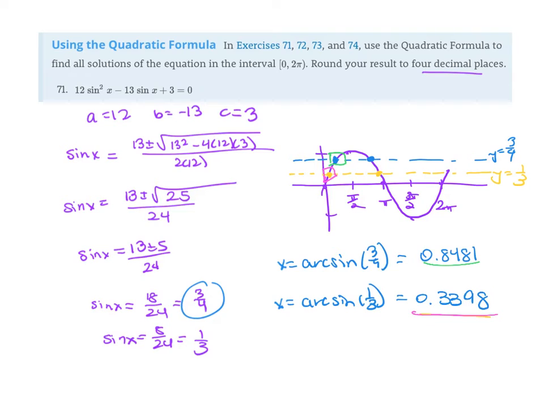So what we want to do is find this other point here. One way to think about that is, remember that a sine graph is symmetrical between 0 and pi. This first point is at x equals 0.8481. So in order to find this other point, this is our pi, we subtract the 0.8481 from pi. So this is pi minus 0.8481, and that'll give me 2.2935. So it gives me another point.